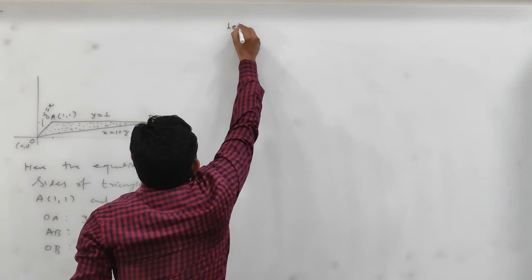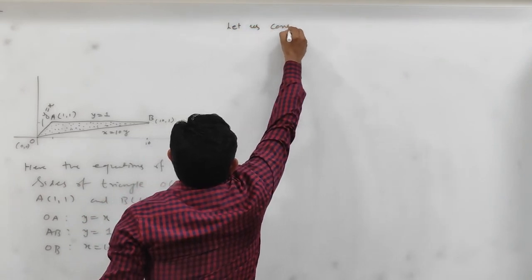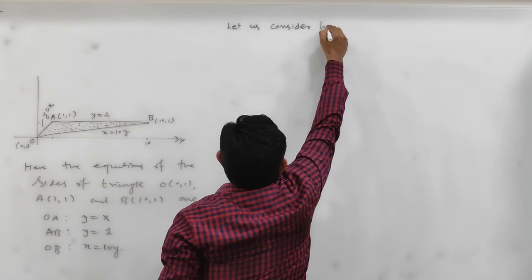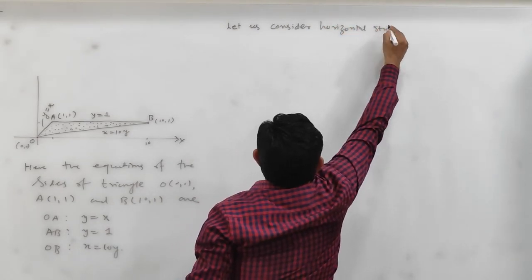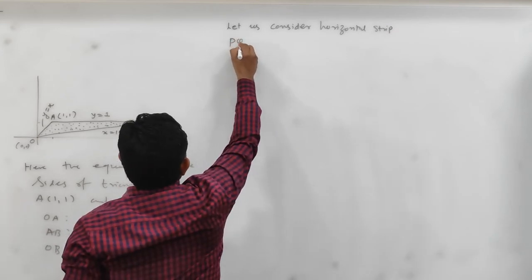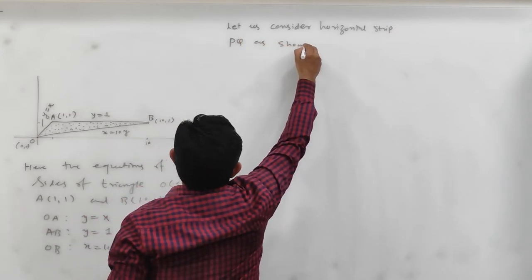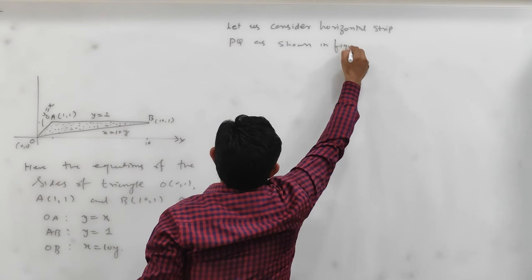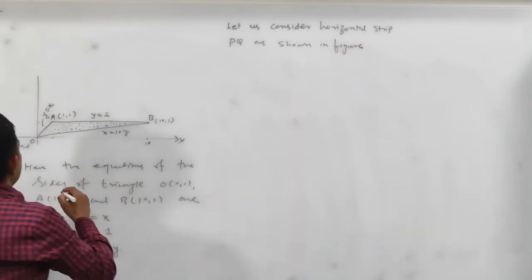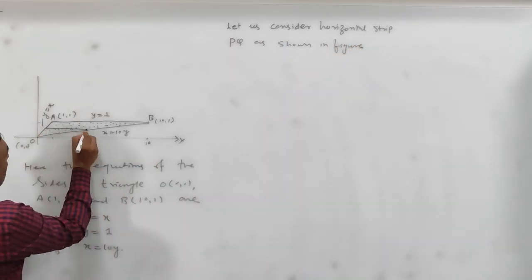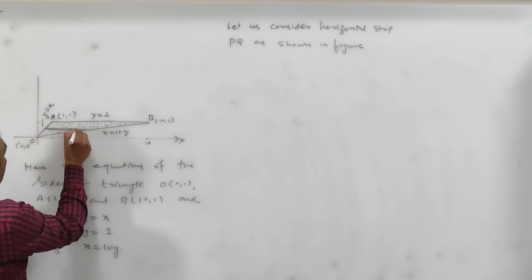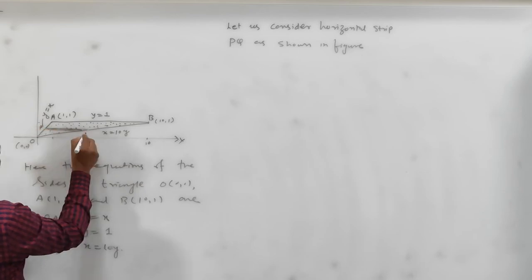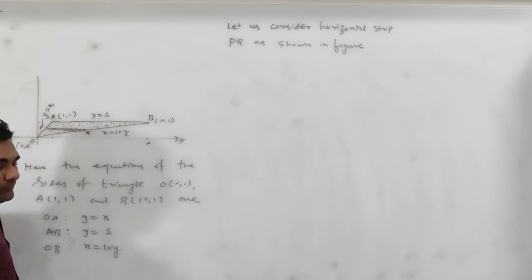So let us consider a horizontal strip PQ as shown in figure. So let me draw a strip PQ. So this is P and this point is Q. Then now we decide the limits.